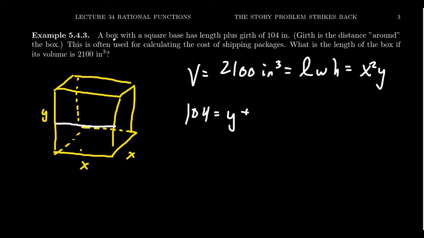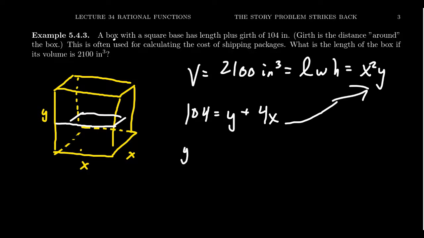So our girth would turn out to be 4x right here. And so we can use this to substitute, I'm just going to draw the girth back there. We can use this to substitute out one of the variables here. So looking at this equation, it has two variables, x squared and y here. We could solve for y. That would actually be pretty cheap.